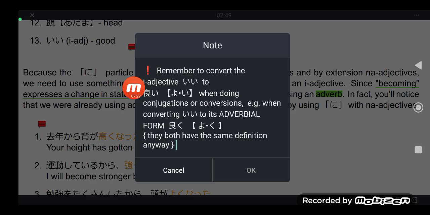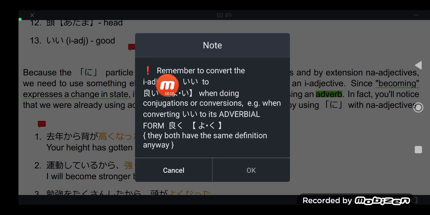Anyway, minasan, just a reminder, when doing conjugation with ii, an I adjective that means good, or likable, or impressive, or let's say very good, or very splendid. When doing conversion or conjugation of the I adjective ii, please, minasan, convert it first to yoi.